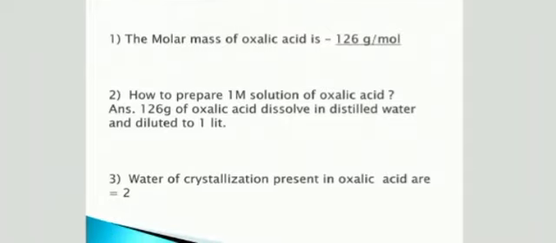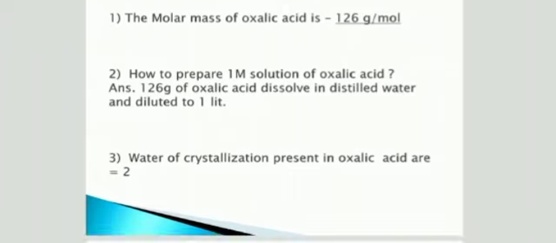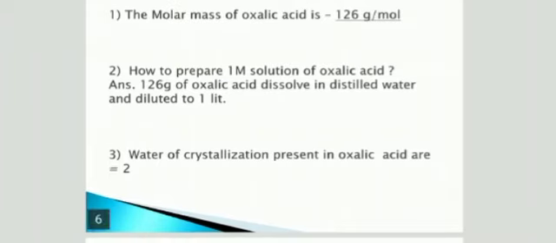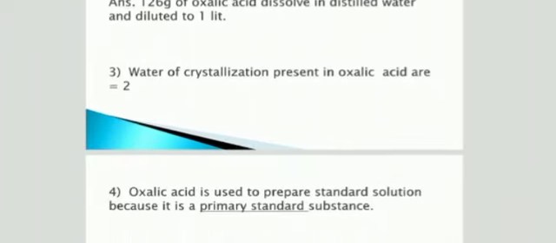Next, the molar mass of oxalic acid is 126 gram per mole. Next, how to prepare 1 molar solution of oxalic acid? Answer, 126 gram of oxalic acid dissolved in distilled water and diluted to 1 liter is called 1 molar solution. Water of crystallization present in oxalic acid is 2.